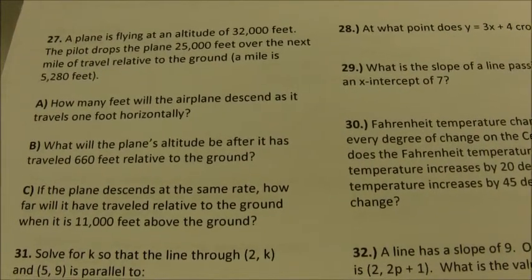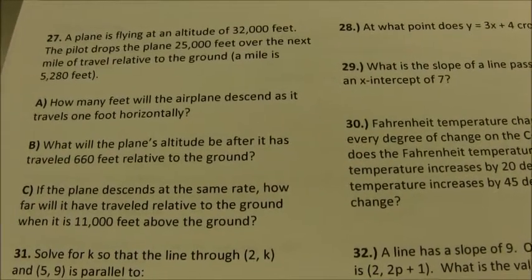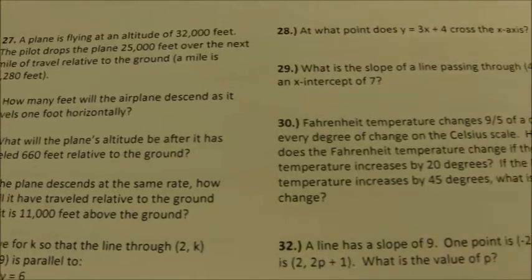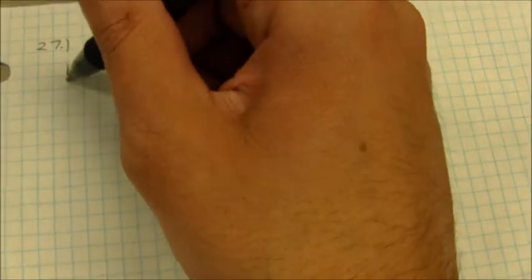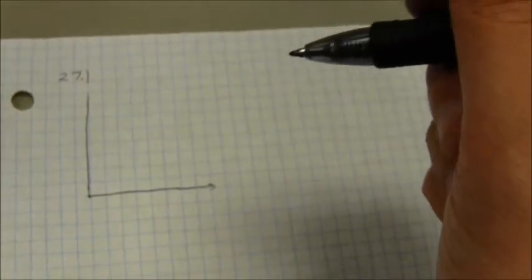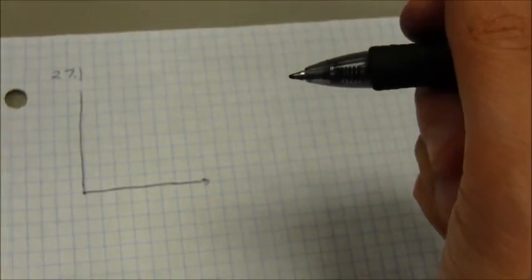And I want to know how many feet the airplane will descend as it travels 1 foot horizontally. A couple things here. First of all, just to visualize what's happening, you can always make a quick sketch of this kind of thing. If I'm graphing this on an axis, I have an x-axis and a y-axis.